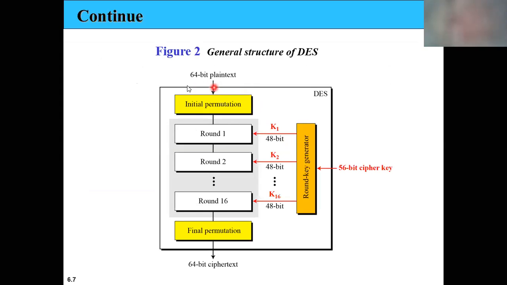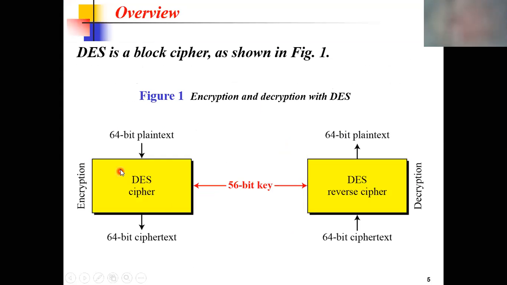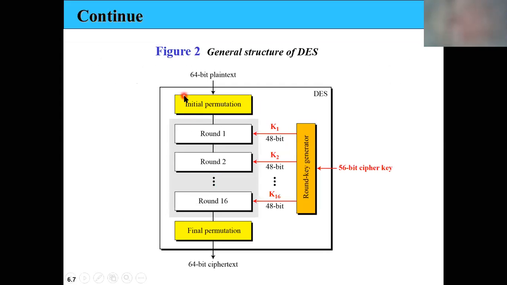Basically, this is the black box of DES. As I told you in my previous lecture, this is a black box. What is actually going on inside this black box? This is what is going on inside the black box of DES. It takes 64 bits and applies an initial permutation, then 16 rounds, and then a final or inverse permutation in order to get your ciphertext.